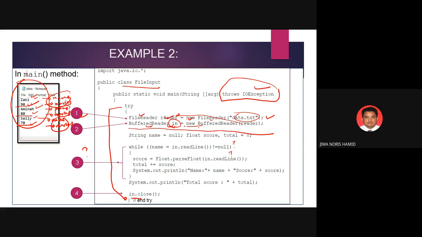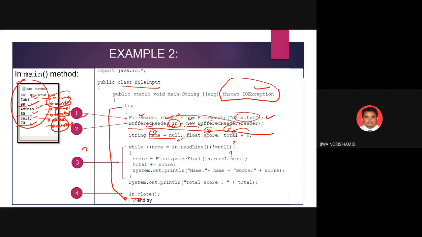So here we can see we create String name equal to null, meaning that this is the first variable. And then we also have float. Yang ni sebenarnya dia boleh letak bawah sebab tu letak semicolon. So float score, this one second variable, and then total, whereby total dia initialize, total equal to 0. Nampak tak yang tu? Nah tengok pula dekat sini.